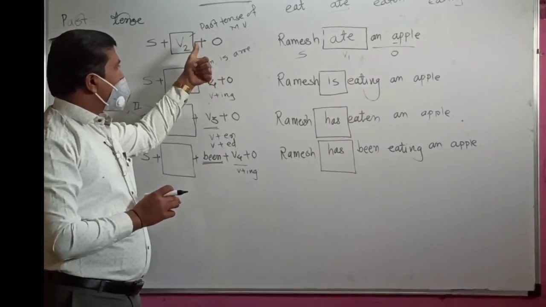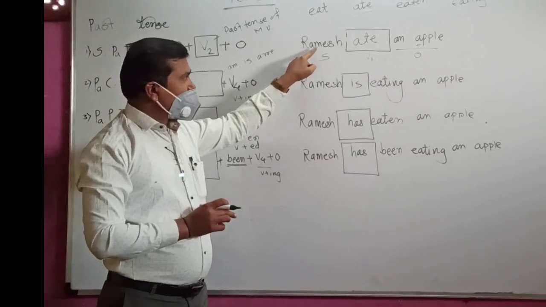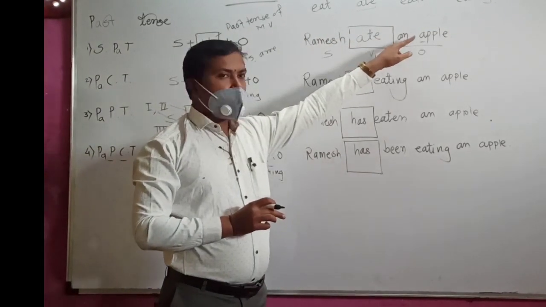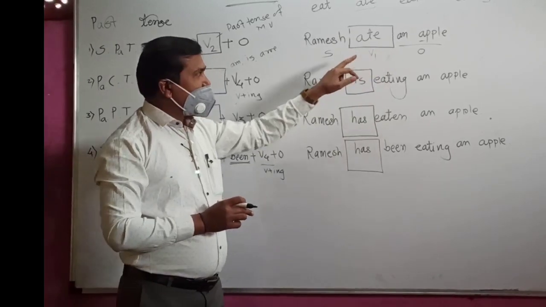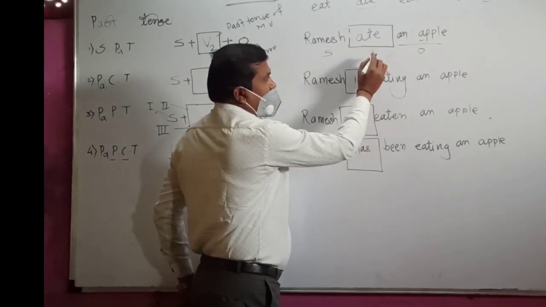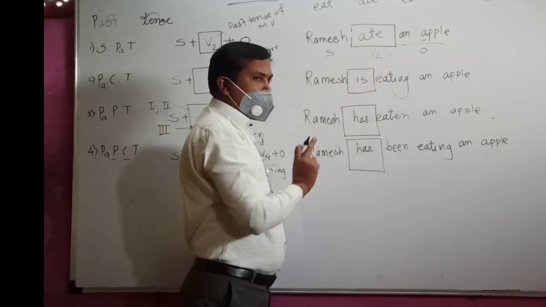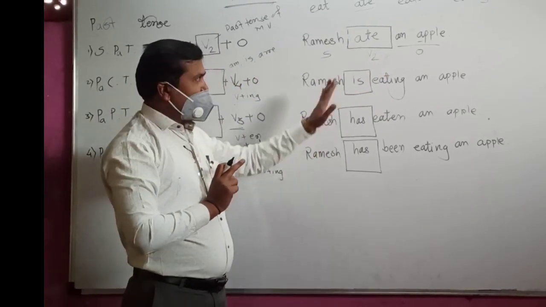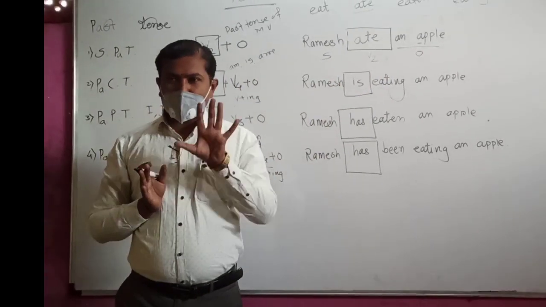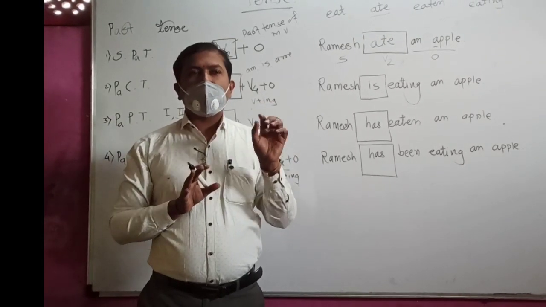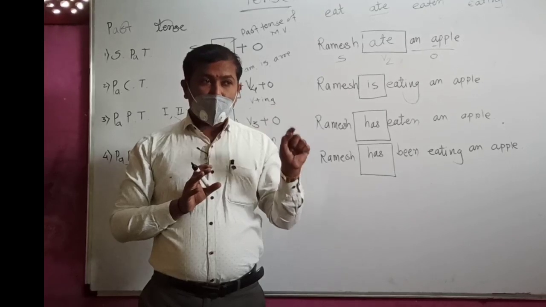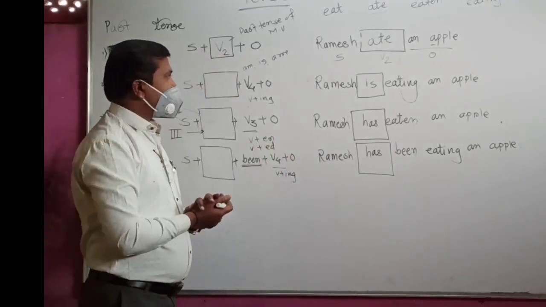So with the help of this formula, Ramesh ate an apple. So the change is only here. Firstly here it was V1, now it is V2. Got it? Okay? When we change from simple present tense to simple past tense, we only have to change the verb from V1 to V2.